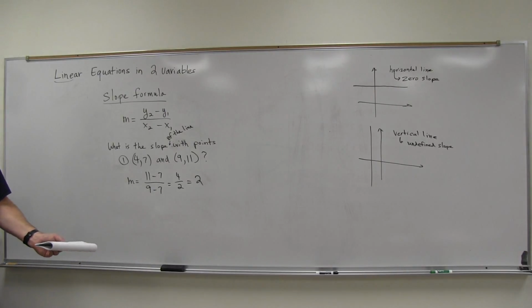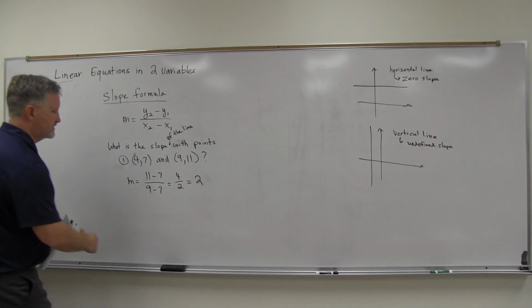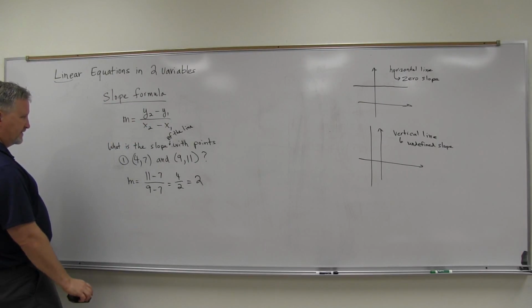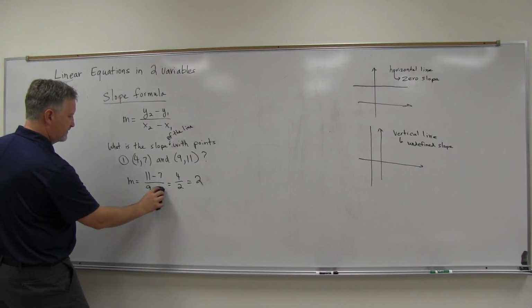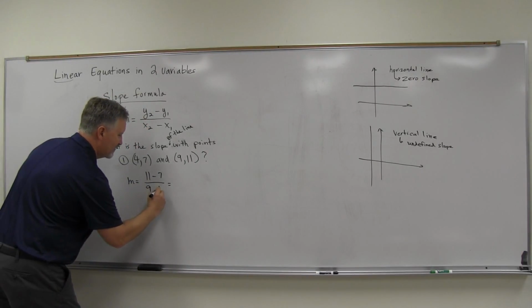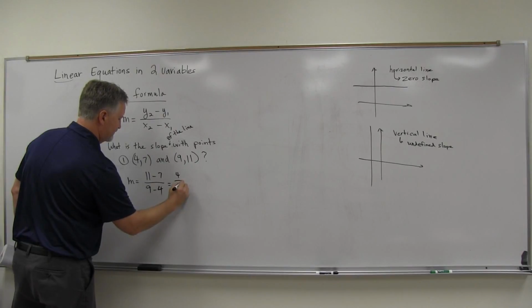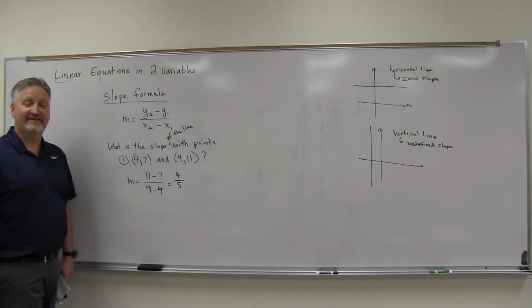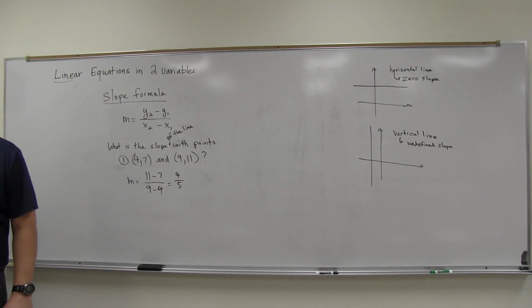Did I do something wrong? Yeah, the bottom. Just checking. All right, let's see. 11 minus 7, 9 minus, not 7, 4. Ah, okay. Thank you. 9 minus 4, so you get 4 over 5. 4/5. Thank you.